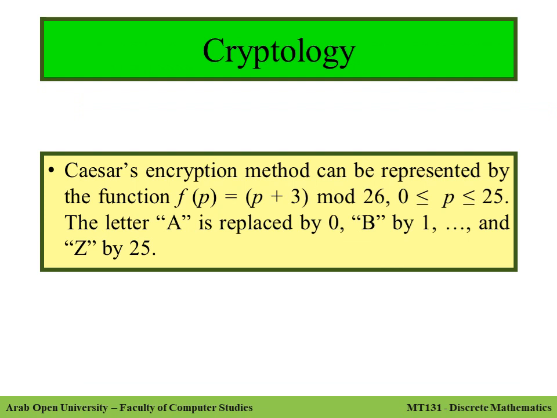Here is now the first application of the congruence relation, and this is cryptology. Cryptology is if you want to send a message to someone, especially if it has sensitive information, you want to encrypt it, change the wording of the message so that if it falls in the wrong hands, whoever reads the message will not understand or will not get any of the information.